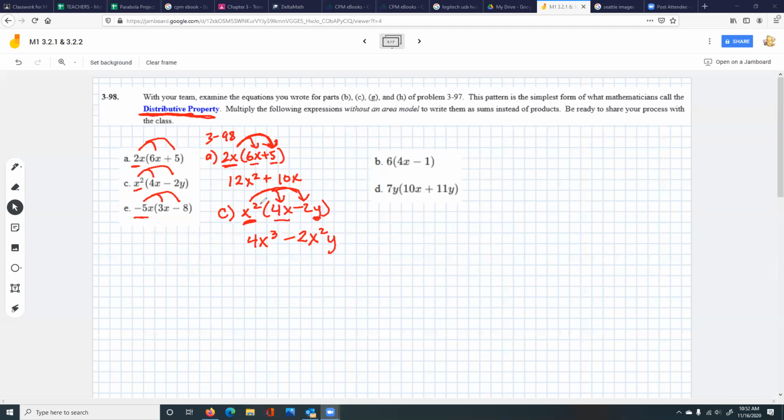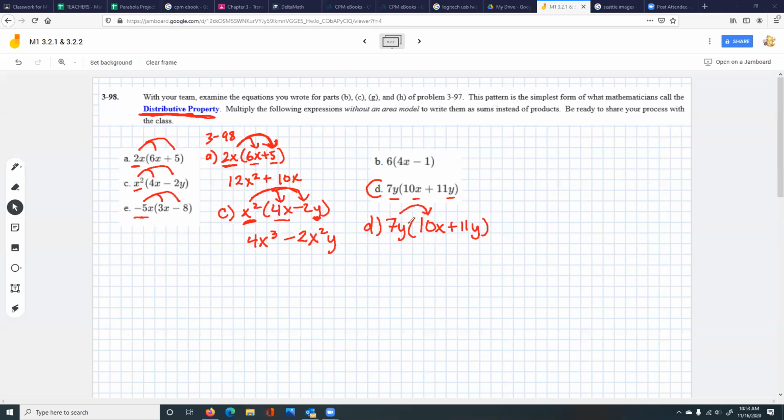All right. So that times that. Boom, boom. Okay, so very simple. When there's an x and a y, you just put the x first and the y after. You know what? Let's skip the D. I wanted to do D because this has an X and a Y. So I just wanted to do that. D. 7y times 10x plus 11y. Turn off my camera too. I forgot to do that.